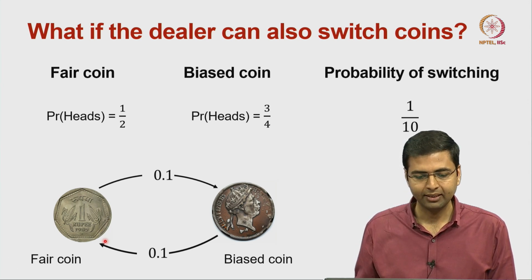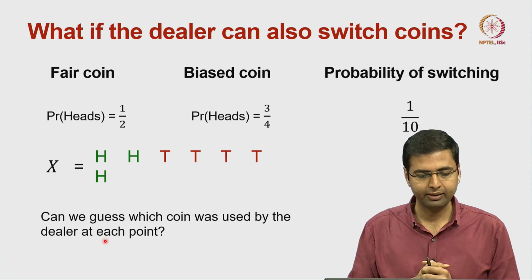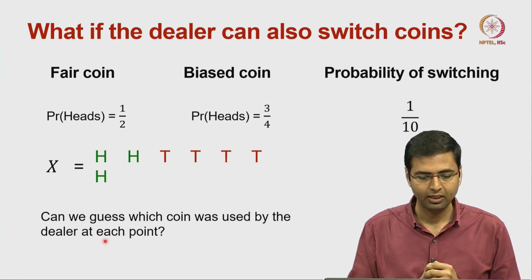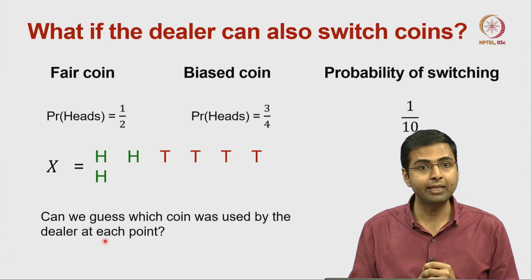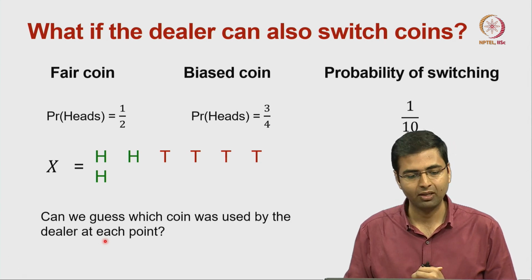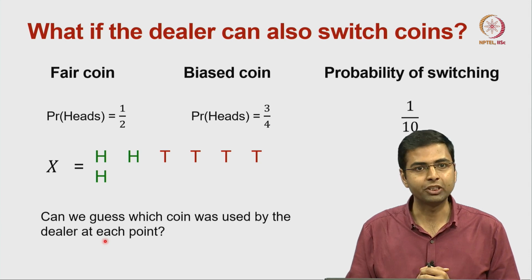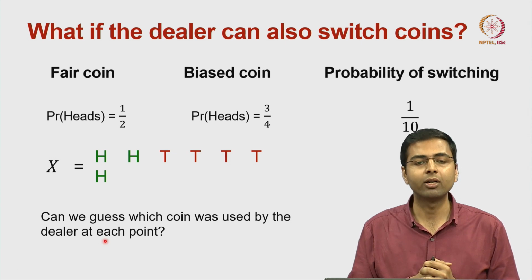Now, in this case, if we go back to our original question, that is, given this observed sequence H H T T T H, can we guess which coin was used by the dealer at each point? How do we address this question? Well, this is where hidden Markov models come into play.